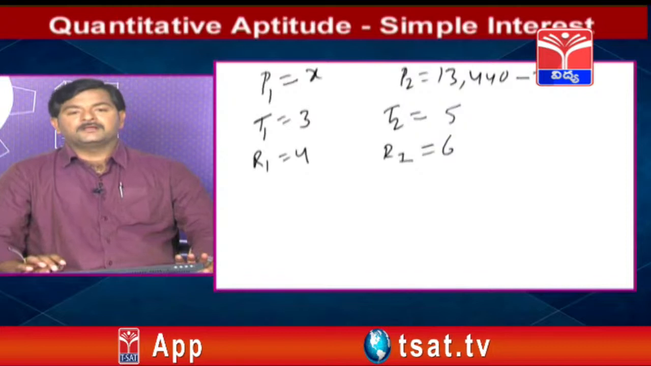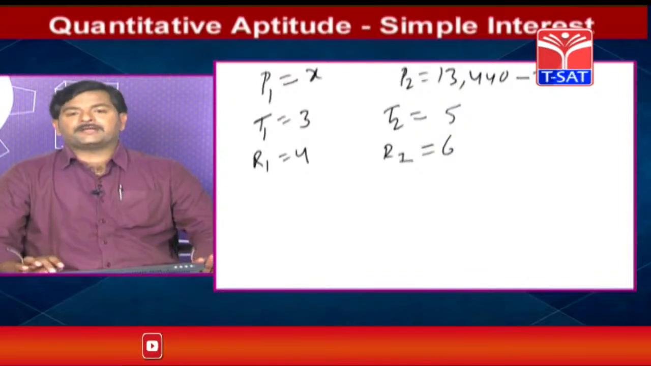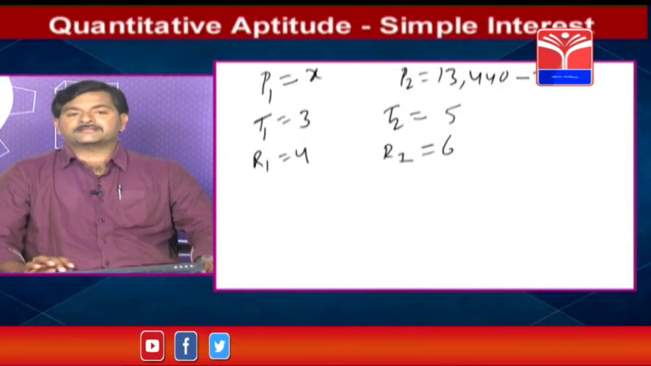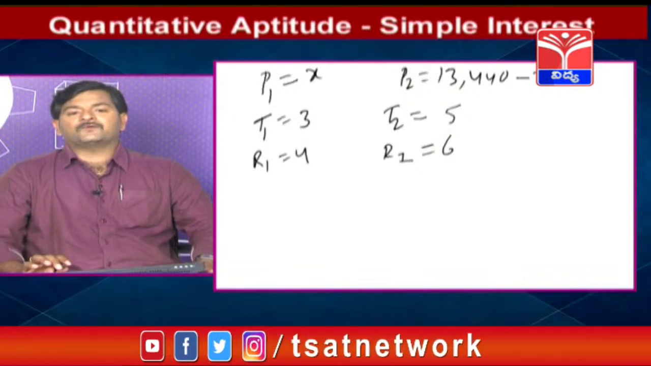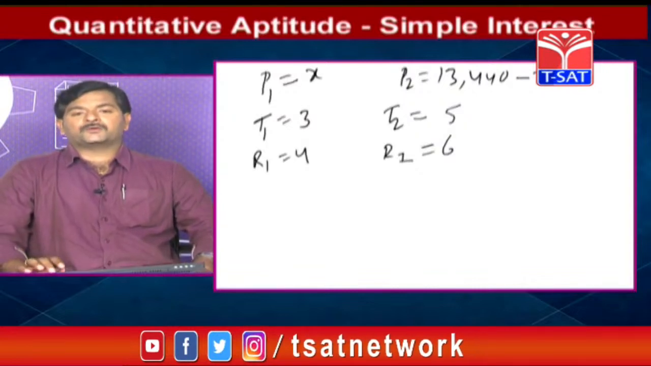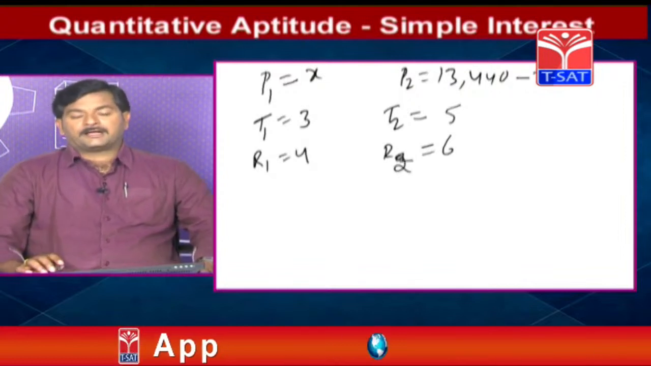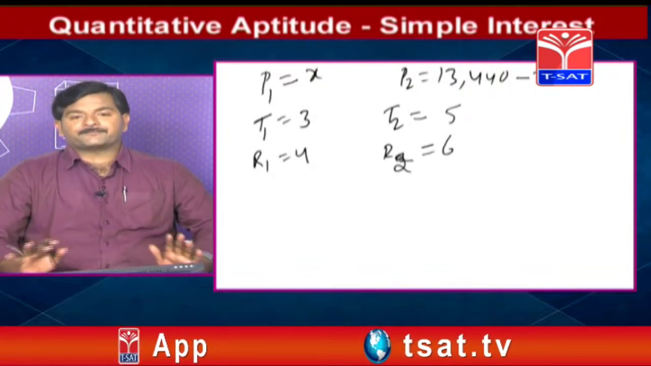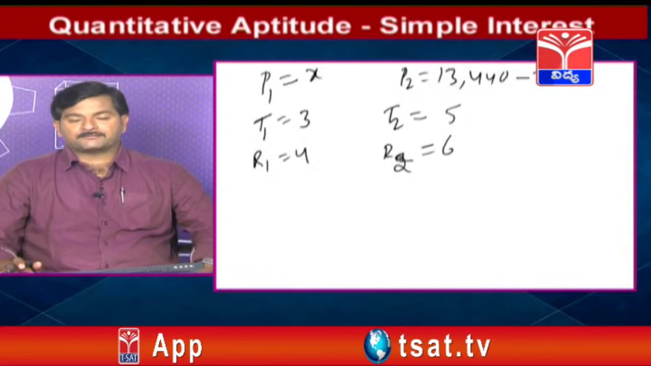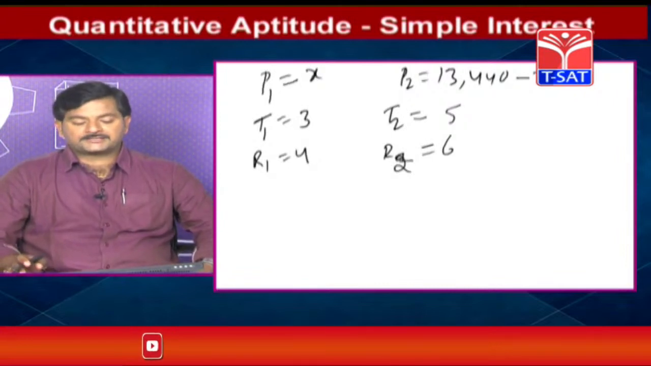I repeat the question. P1 is X, let's say P2 is 13,440 minus X. T1 is 3 years, R1 is 4%. So T2 is 5, R2 is 6%. And he only given interest is same. Okay, so equating interest in both the cases.